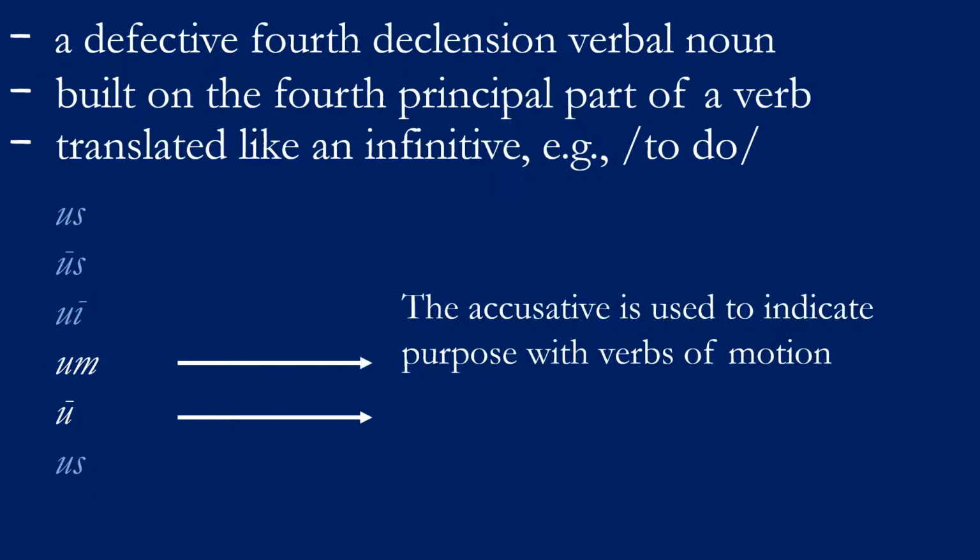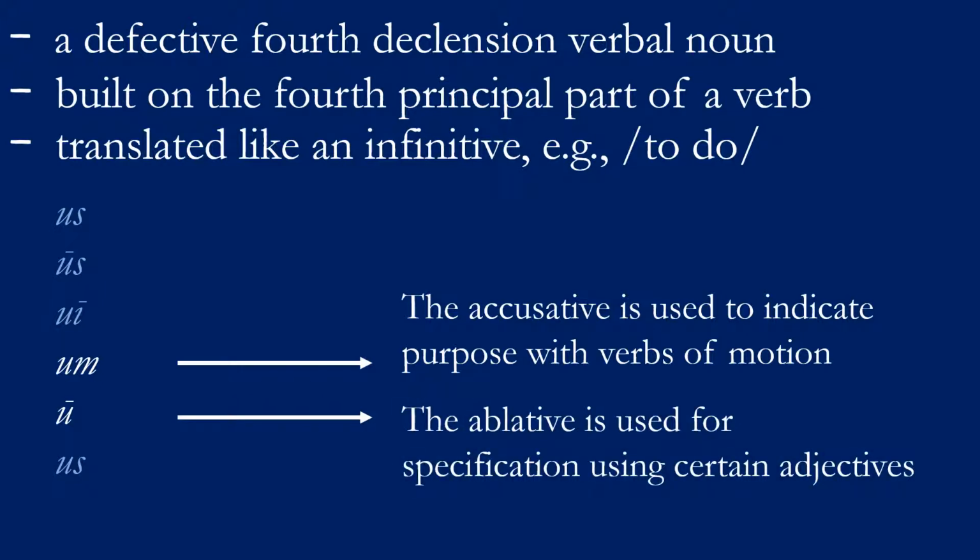So the accusative form is used to indicate purpose with verbs of motion. So we'll use it with verbs like go, come, run. Okay, some verbs that involve motion. The ablative form of the supine is used with certain adjectives for specification, and we're going to see examples of that in just a moment.